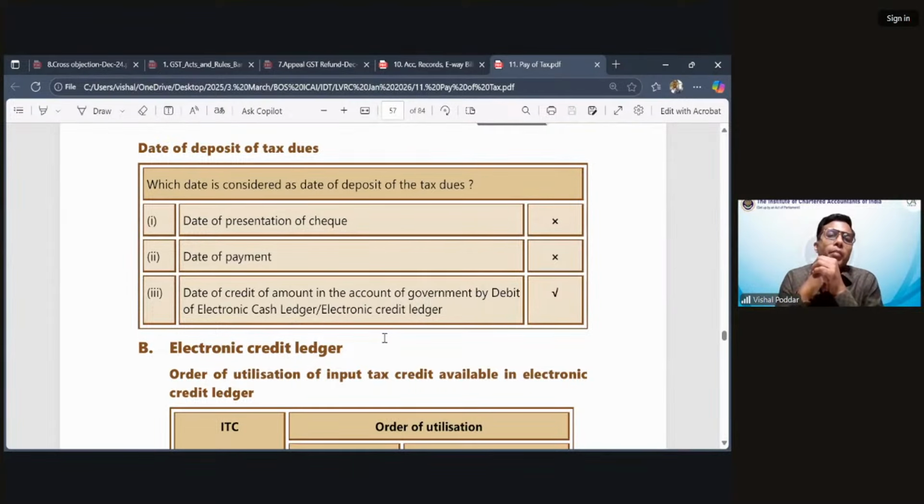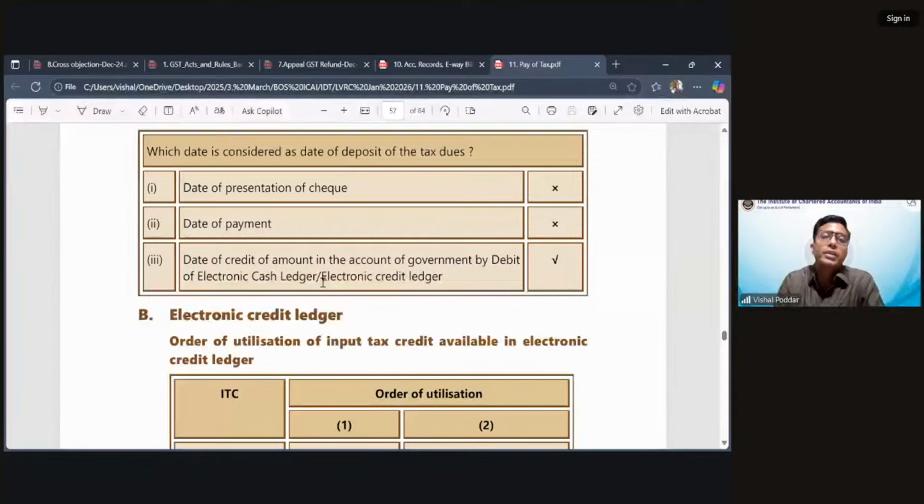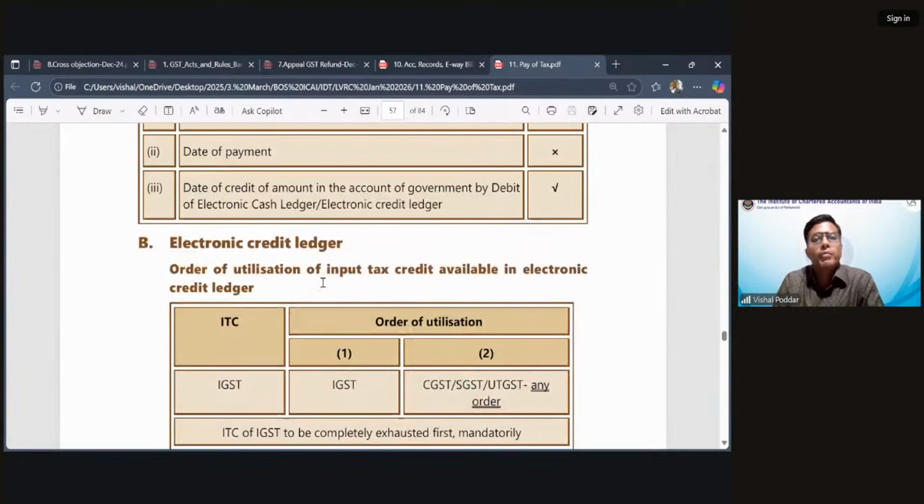Now, what will be considered as the date of deposit of tax dues? Not the date of presentation, and not the date of payment. It is the date on which this amount gets credited in the account of the government. So only when the government receives the money, they will consider it as payment made. Many times in an online transaction, the moment you do the transaction, you receive a message from your bank saying that your account is debited. So you may feel that, okay, my account is debited, it means payment is done.